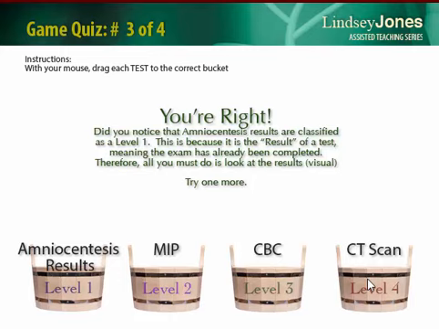Now did you notice in this case it had amniocentesis results, which is a little bit different. And as we think about an amniocentesis, that's a terribly invasive, expensive, possibly painful, and possibly dangerous or risky procedure. And yet we've classified it as a level 1. And that's because it doesn't just say amniocentesis, that's the procedure, but it says amniocentesis results. So this is the results of the test, meaning the exam's already been done, and all you have to do to get that information is just to look at the report, and therefore it's visual or level 1 data. Now, if it was amniocentesis by itself, that would definitely be a level 4. Okay, let's try another one.